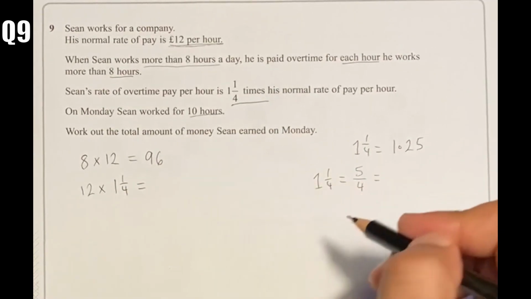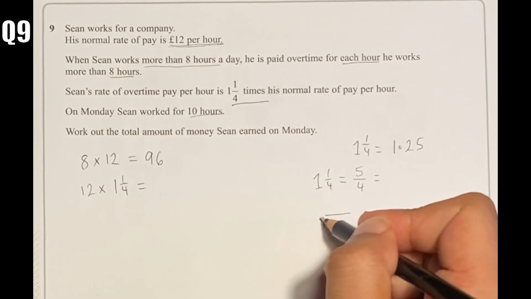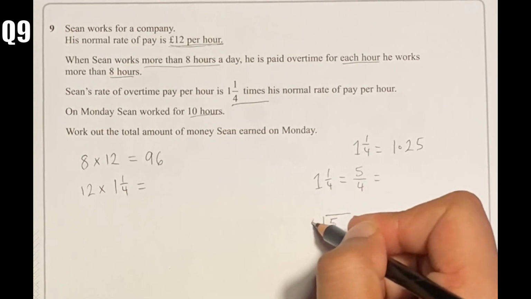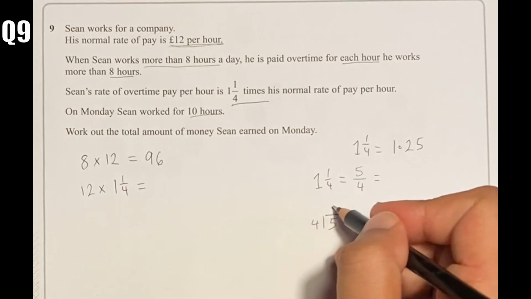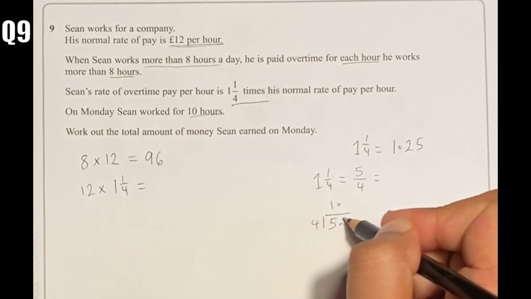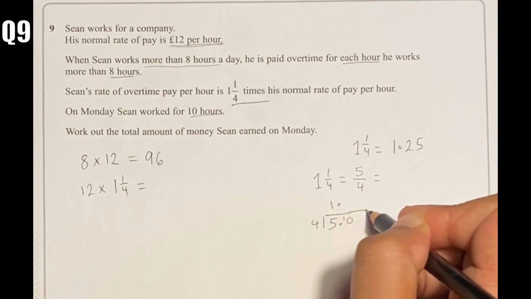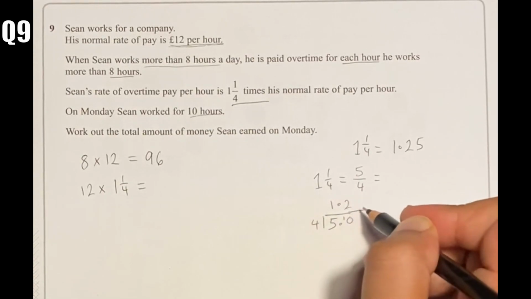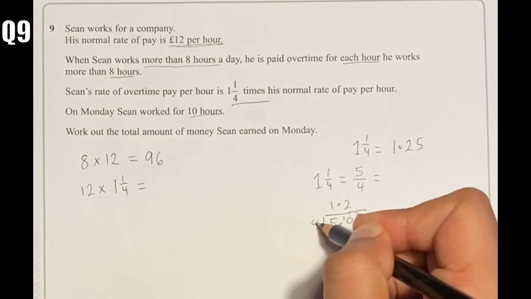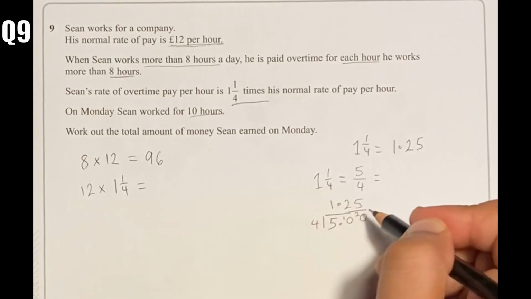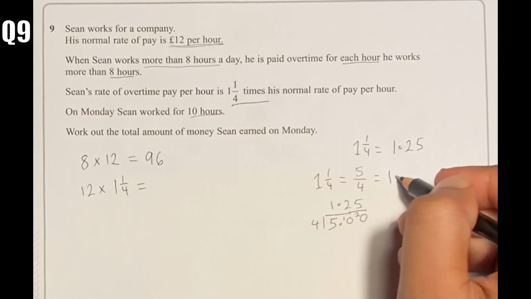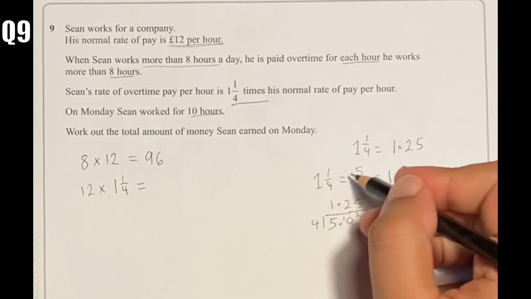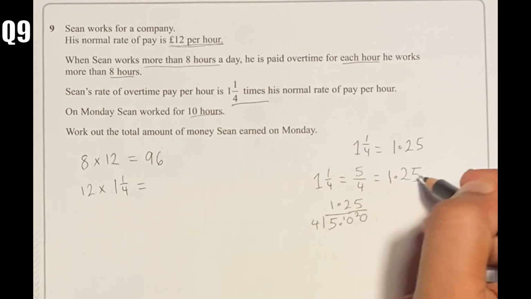So 5 divided by 4. How many times does 4 go into 5? It goes in once, remainder 1. How many times does 4 go into 10? It goes in twice, remainder 2. And how many times does 4 go into 20? It goes in 5 times with no remainder. So once again, 1 1/4 is equal to 5 over 4 is equal to 1.25.